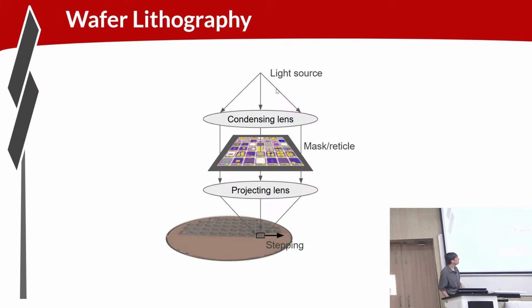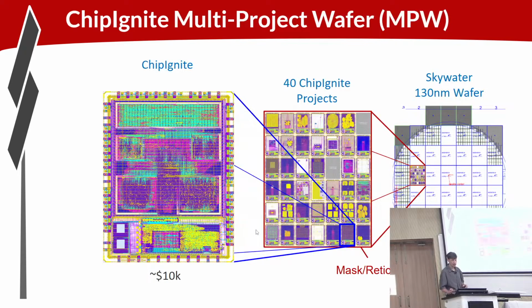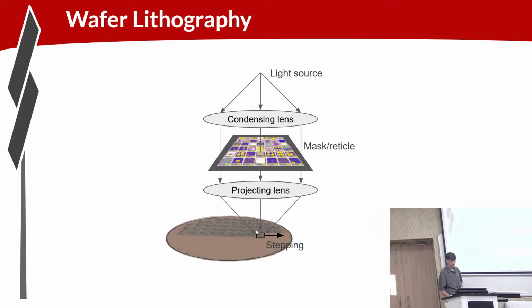So the process of fabricating silicon, wafer lithography: you build the masks, right? So in this case, the 40 projects, you have a light source that goes through a lens. The light gets passed through this mask that you create, gets focused by another lens, and the light affects the properties of the silicon. You do that through a series of steps and carve out the layers of your silicon.